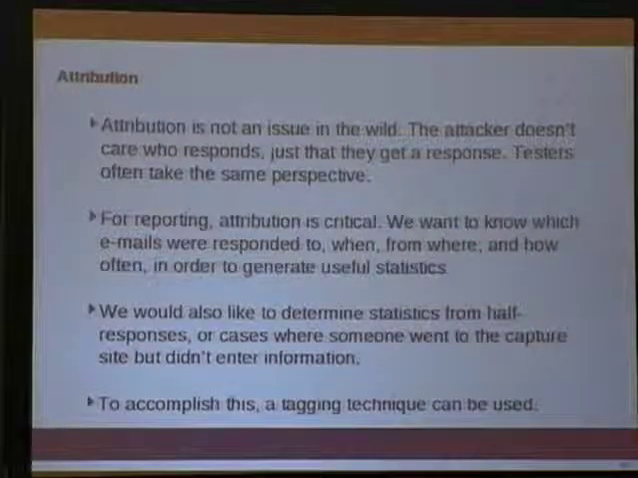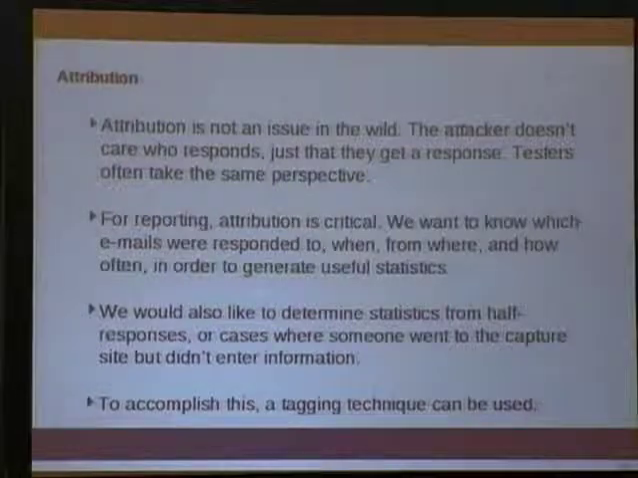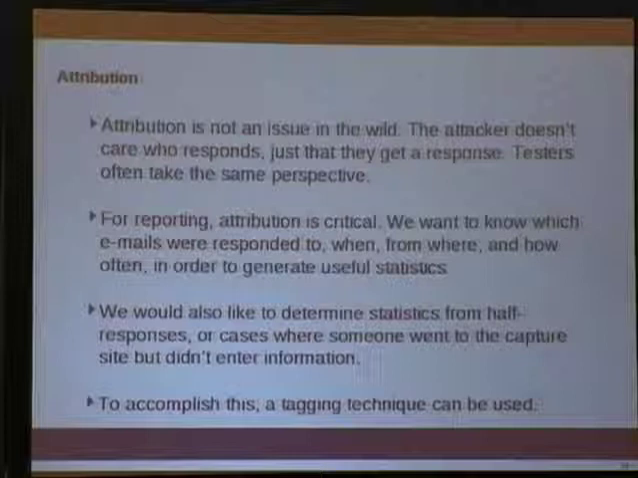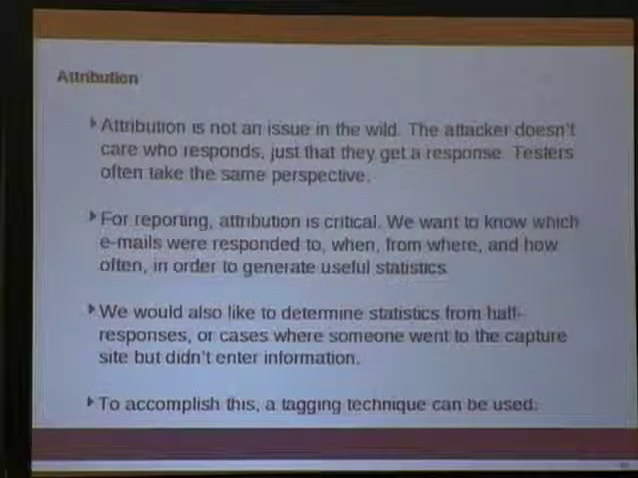So in the wild, we don't really have attribution as an important issue. An attacker doesn't care who responds. They don't care if it's from a forwarded email. They don't care if it's someone entering in credit card information or whatever. They just want that response. And unfortunately, testers tend to take that same perspective. When you're sending out phishing emails, all you want is at least one person to come back and give you their domain credentials. If you send out 1,000 emails and you get one guy's credentials, victory.